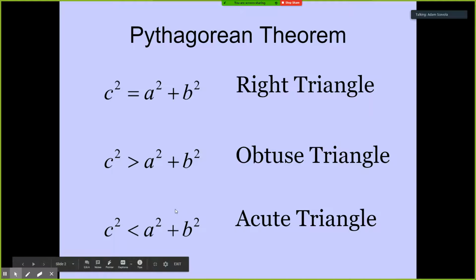So the law of cosines is kind of like an addendum to the Pythagorean theorem, meaning they're pretty similar. If you remember, the Pythagorean theorem was a squared plus b squared equals c squared. Using the converse of the Pythagorean theorem, if the hypotenuse squared was bigger than the legs squared added together, then it's an obtuse triangle. And if the hypotenuse squared was less than the legs squared added together, then it was an acute triangle.